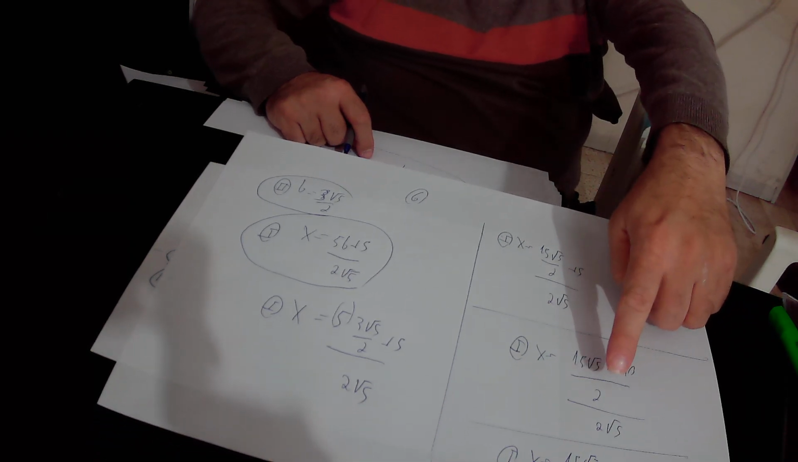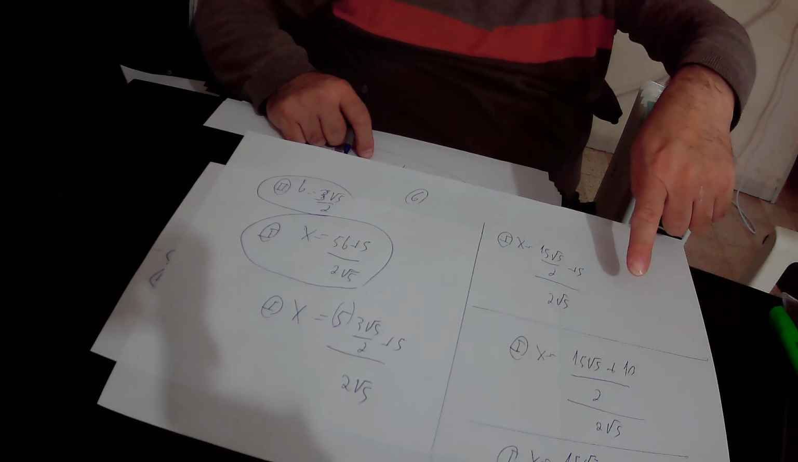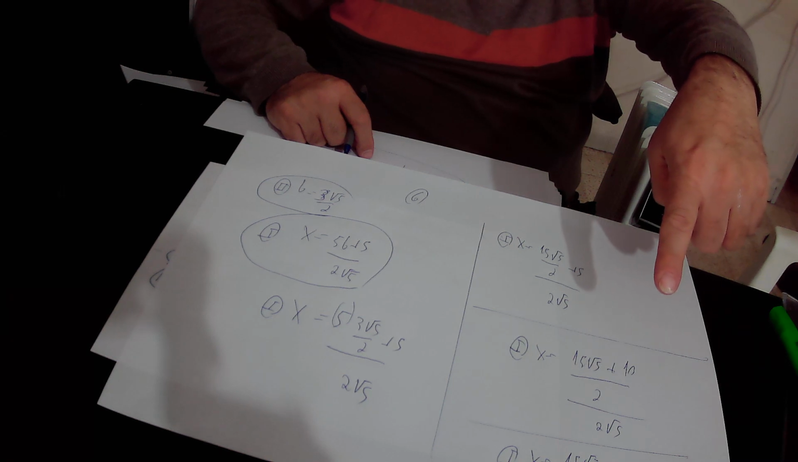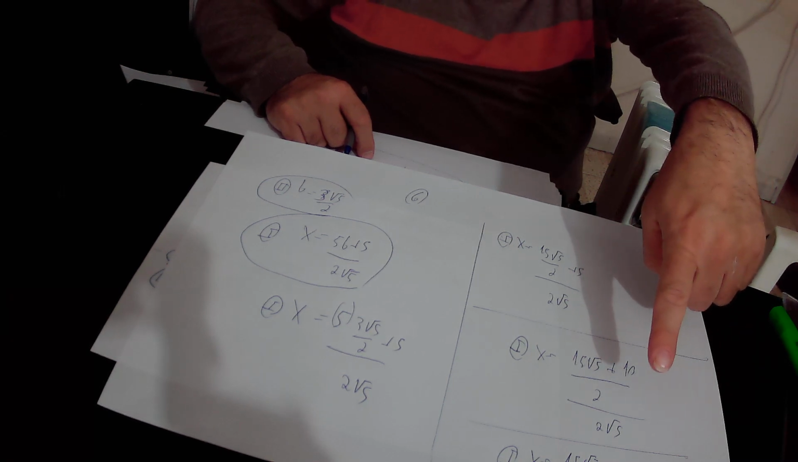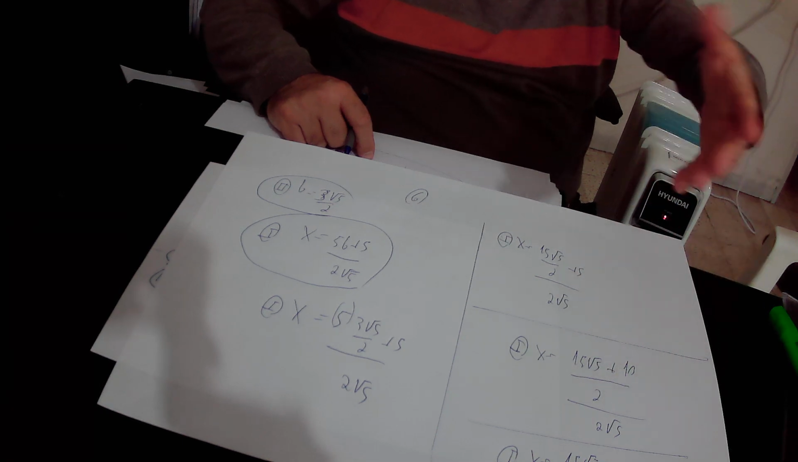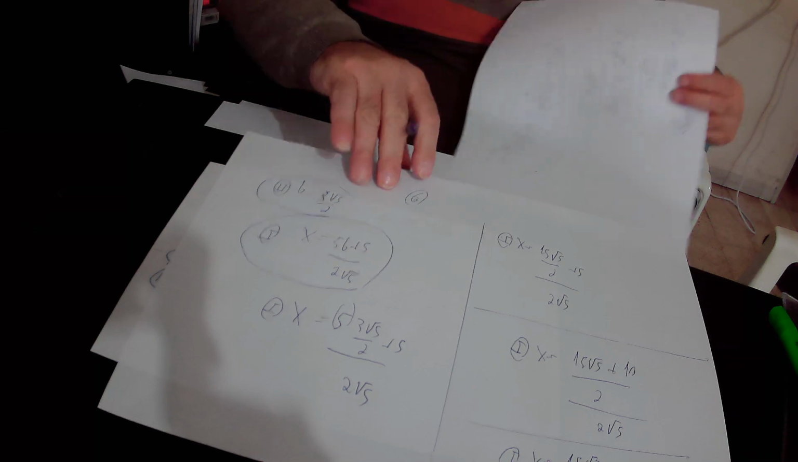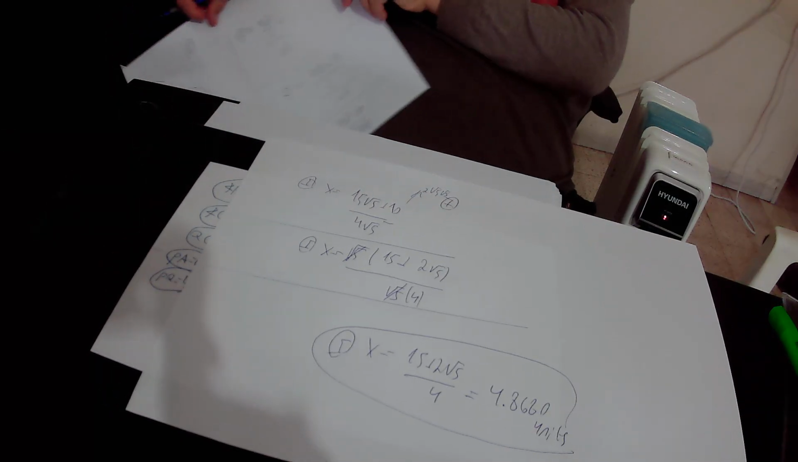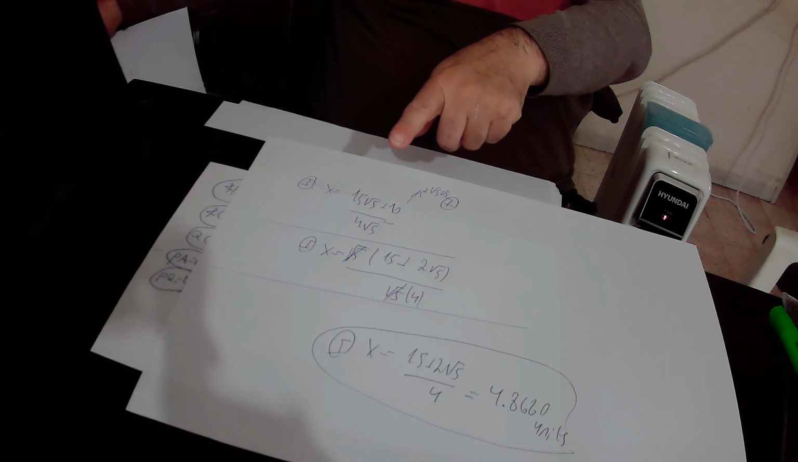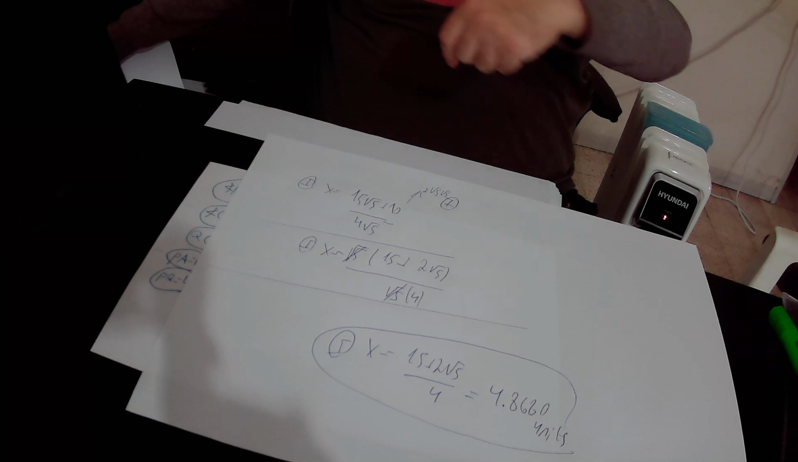Here we moved 2 times square root of 5 to the denominator, and finally we found out that 15 times square root of 5 plus 10 over 2 times 2 times square root of 5. 2 times 2 is 4. So in conclusion, we found out that x equals 15 times square root of 5 plus 10 over 4 times square root of 5.